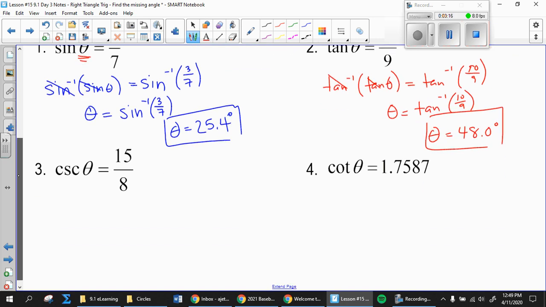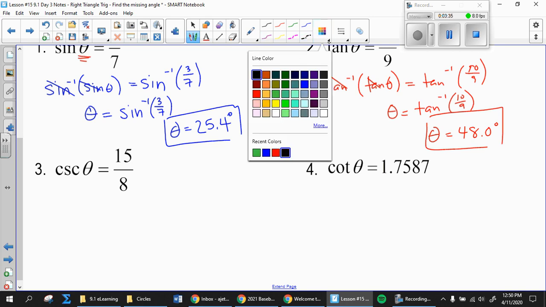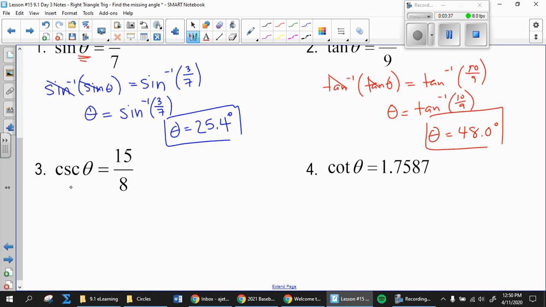Down here, a little bit different. If you look at your calculators, you don't have a cosecant, a secant, a cotangent button on your calculator. You might be able to find it somewhere on some calculators, but we just have that sine, cosine, tangent. So what we're going to do is first rewrite this so that it's sine, cosine, or tangent. The first thing we have to think about is cosecant goes with sine. So this is the same thing as sine of theta equals, we know it's the reciprocal, 8 over 15.